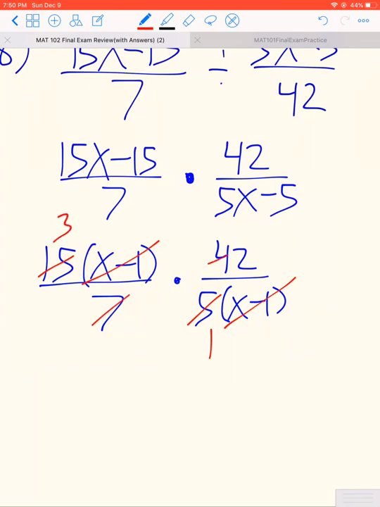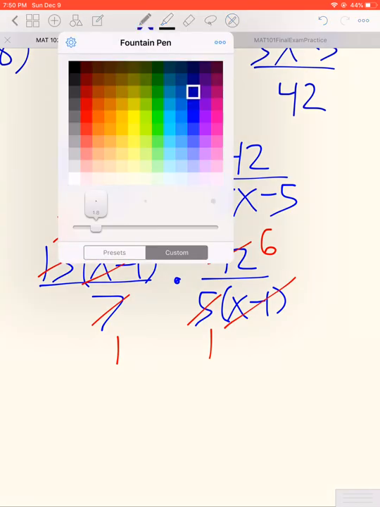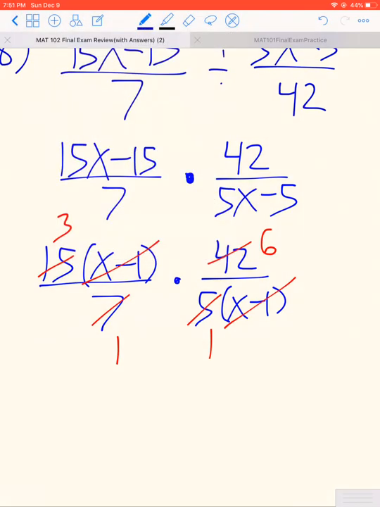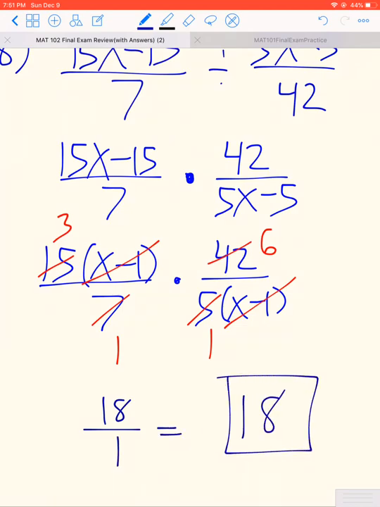And then here, both of these share a common factor of 7. 7 goes into itself once. 7 goes into 42 6 times. Once we're done reducing, now we can multiply numerators and multiply denominators. I have 3 times 6, which is 18 in the numerator. In the denominator, I have 1 times 1, which is 1. So the final answer is 18 over 1, which would be just 18.